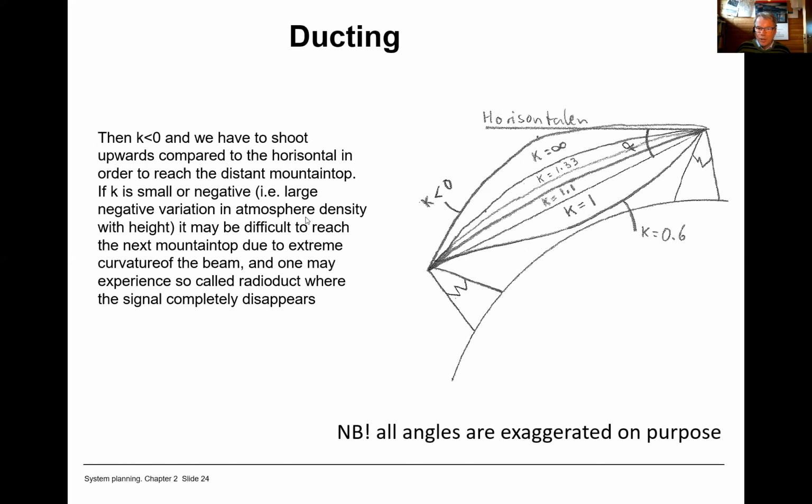And then if you have ducting, the k value is negative, less than 0, then you have to shoot upwards in order to come to the other mountain here. And if it's very negative, you have to shoot very far upwards, and then maybe you will not reach the other mountain, and then you will have a radio duct. The signal will completely disappear.